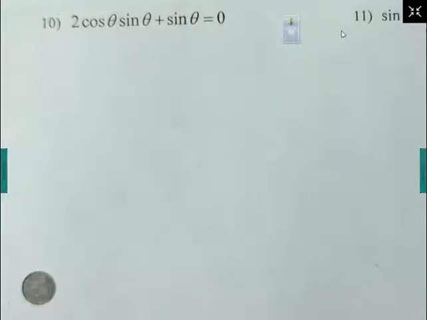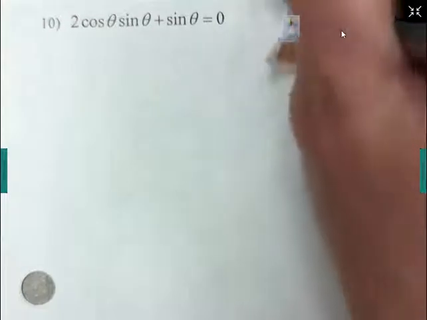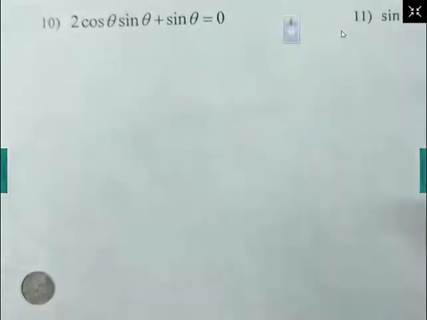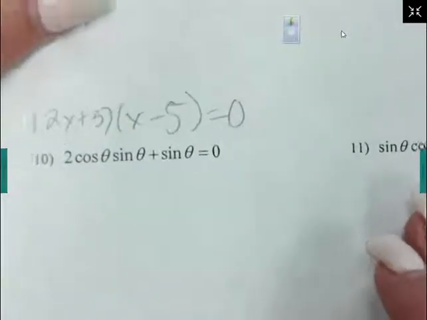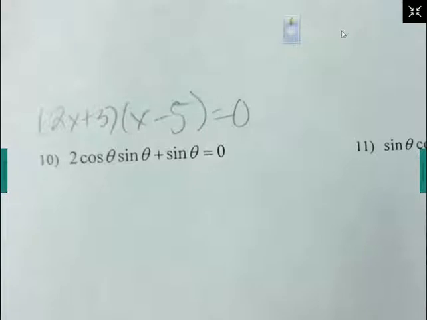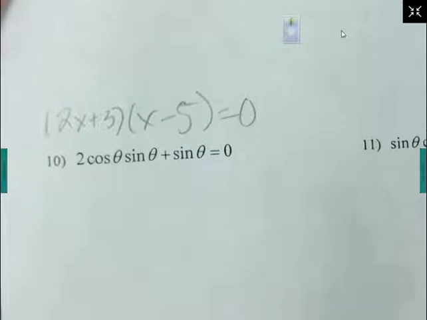On number 10, we're going to treat this like a quadratic equation. Please listen. A quadratic equation such as 2x plus 3 times x minus 5. If we wanted to solve this, we would set both of these factors equal to what? 0, right? Well, that's what we're going to do here. We're going to factor this and then set them equal to 0.